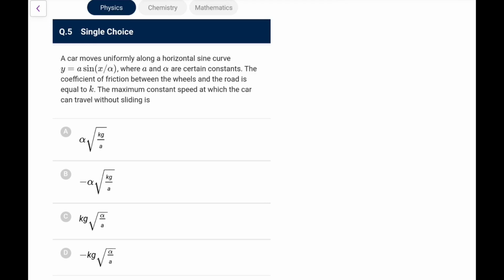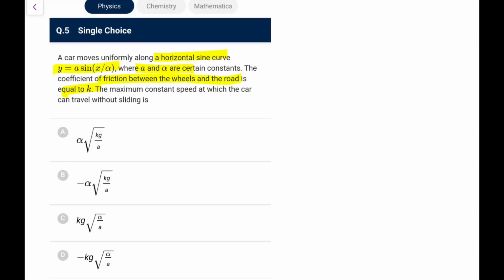Next one. A car moves uniformly along the horizontal sine curve like this. Okay, a is a certain constant. Coefficient of friction between the wheels and the road is equal to K. The maximum constant speed at which the car can travel without skidding is? It is horizontal, so it is in a horizontal plane, so the mg won't be there, the friction is providing the centripetal force.